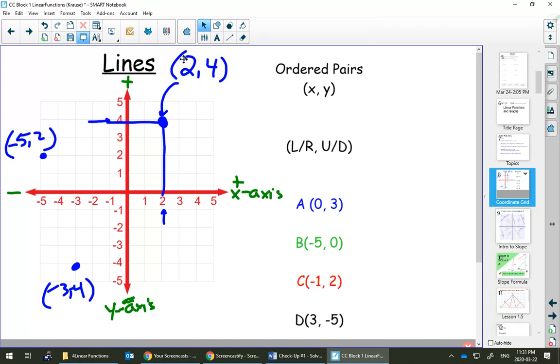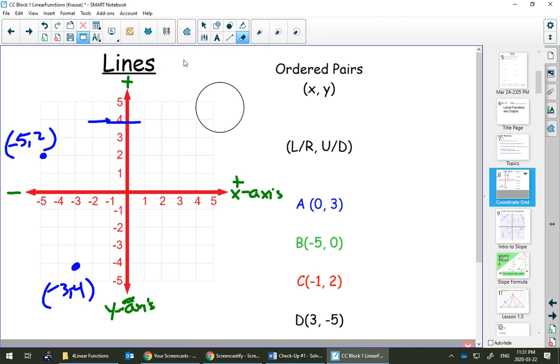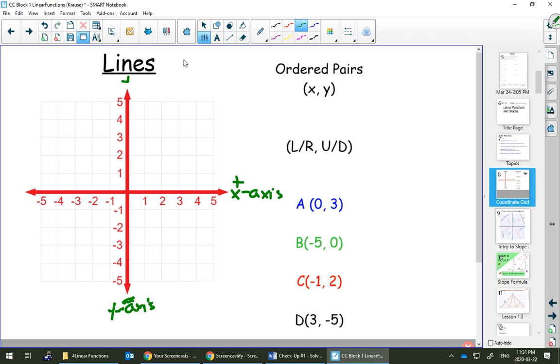If I wanted to plot these points here, I'll just erase what I have. So if I wanted to plot A, (0, 3), 0 for x, 3 for y, this would be (0, 3). B would be (-5, 0). (-5, 0) lands right on the x-axis. C is (-1, 2). You see (-1, 2). And D is (3, -5). So find 3 and then down to -5.